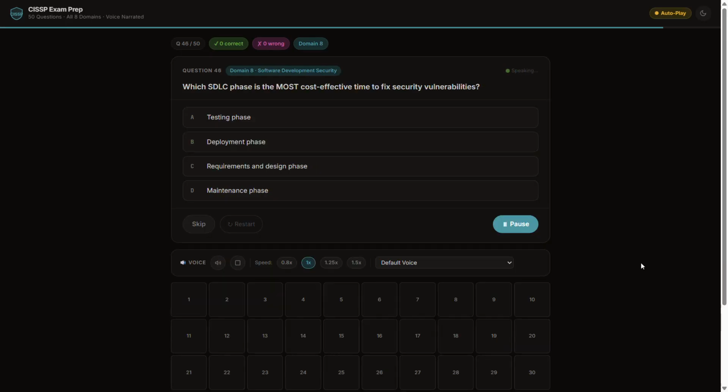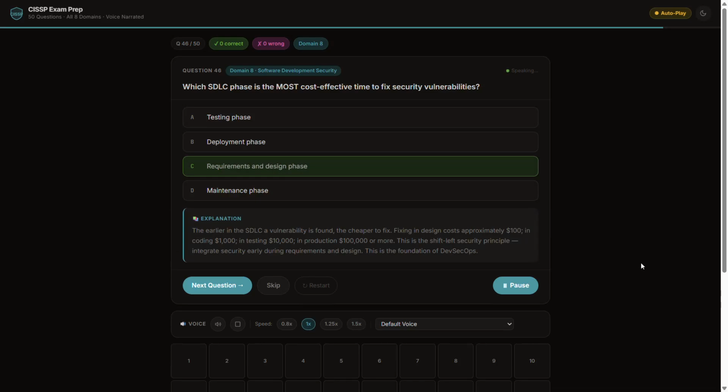Question 46. Which SDLC phase is the most cost-effective time to fix security vulnerabilities? Options: A. Testing phase. B. Deployment phase. C. Requirements and design phase. D. Maintenance phase.